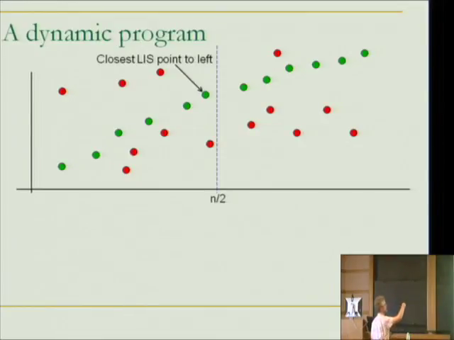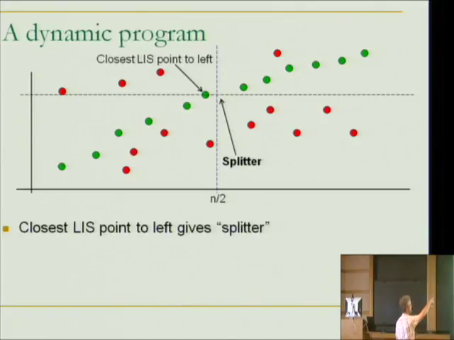Look at the closest LIS point. We don't know this, but this is just a thought experiment. Take the LIS point which is closest to the left, and cut the thing vertically. Well, you're cutting it with a horizontal line.